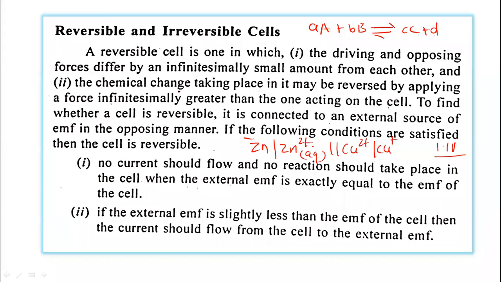Now, when the cell is said to be reversible, this is the driving force, 1.1 volt. Electricity has been produced here. And the opposing force is when we externally supply 1.2 volt to the cell. When we externally supply electricity of 1.2 volt, greater than the driving force, then the cell reaction becomes reversed.